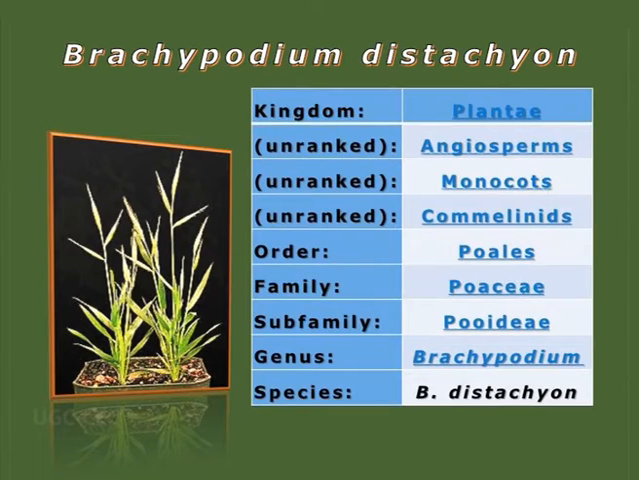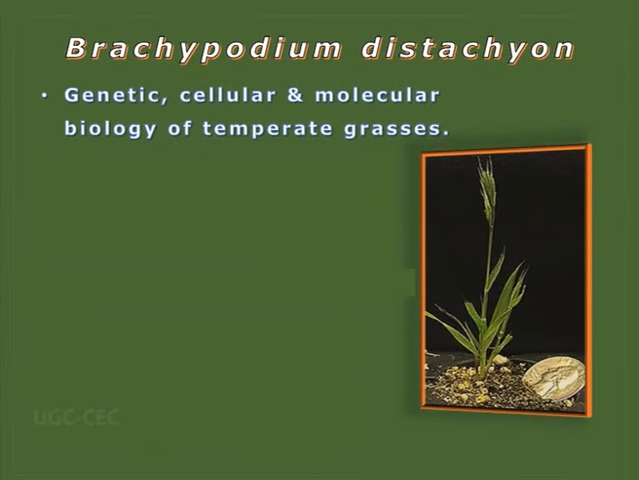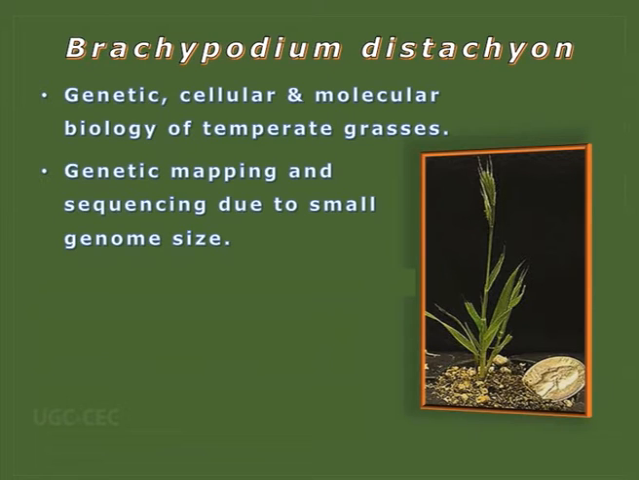Now we are coming to Brachypodium distachyon. It belongs to the order Poales, family Poaceae, genus Brachypodium and species Brachypodium distachyon. Why is it chosen as a model plant? It is used to study the genetic, cellular and molecular biology of temperate grasses. It is also used to study genetic mapping and sequencing due to its small genome size.